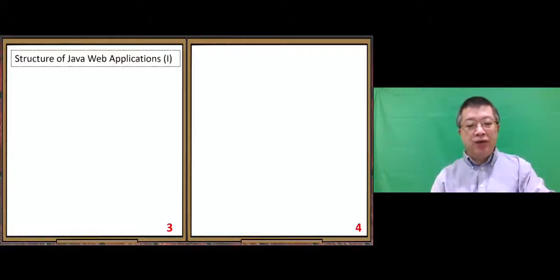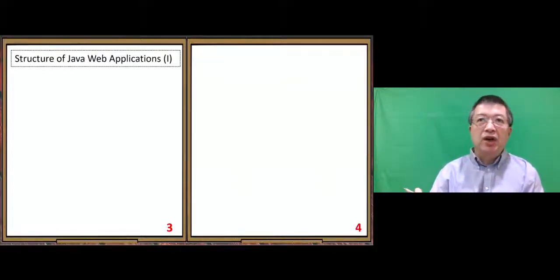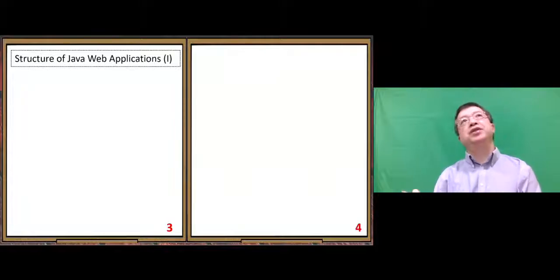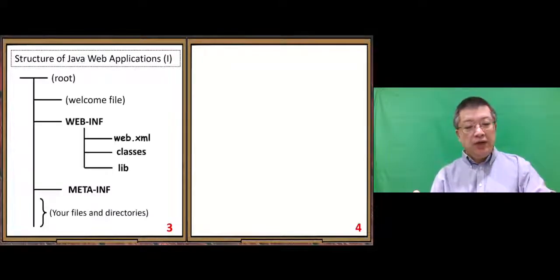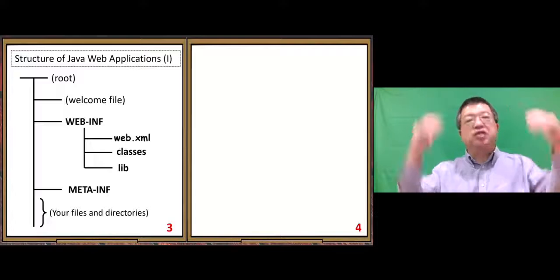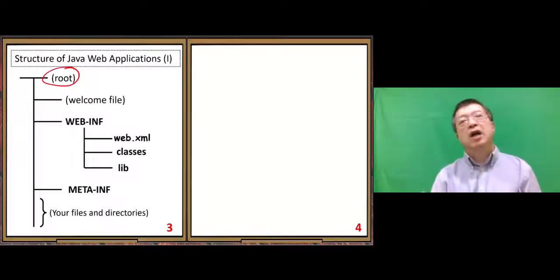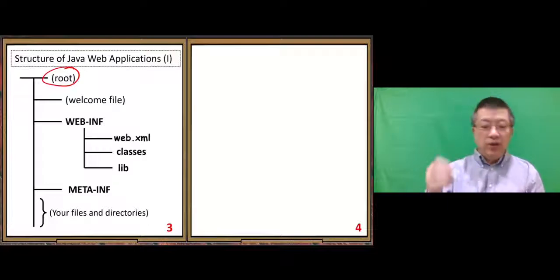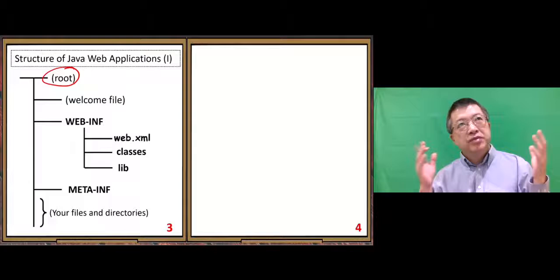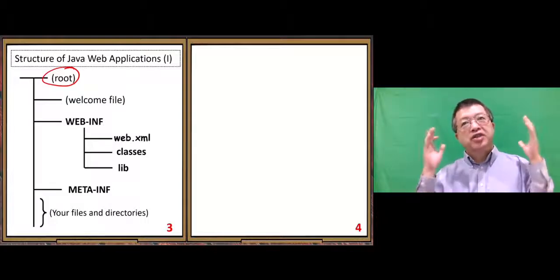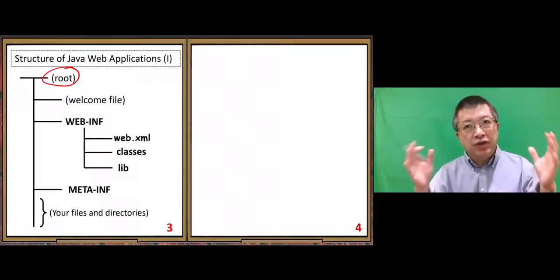Next topic, I want to show you the structure of Java web applications. You can see this is the basic structure, this kind of tree structure. There is a root. Under the root, we have several items. Some items are files, some items are directories.